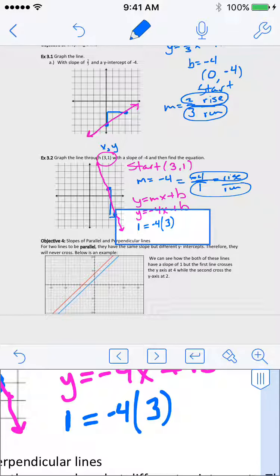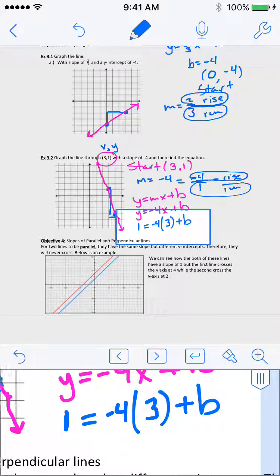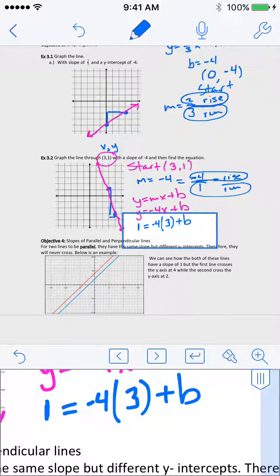So whatever this b is, this point has to be a solution, like we talked about in the first section, to this equation, because I know that I can use it to solve for b. So I'm going to plug in my x and y as I did, and then I can solve for b. Now since b is the only thing I don't know, I can actually solve for it.